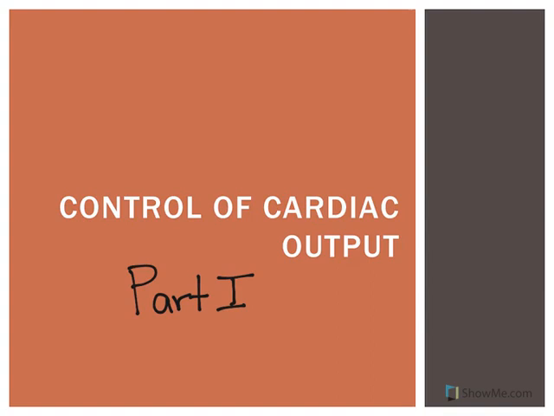This recording is going to cover the control of cardiac output. It's the first part, in which we're going to do a basic introduction, give you some terminology, look at the role of the autonomic nervous system in controlling cardiac output, and address factors that affect heart rate. The second part will look at factors that affect stroke volume.